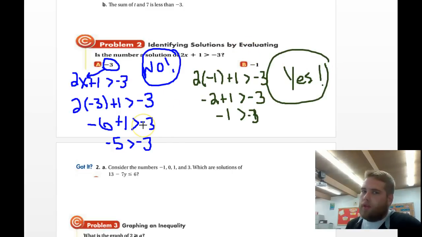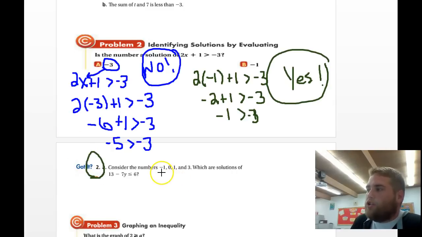And if you're having trouble with that, think of it like money. Would you rather owe someone $1 or owe them $3? Well, I would rather owe someone $1 instead of $3. So -1 is actually the larger number. Okay, so I want you guys to try number 2. It asks you to do -1, 0, 1, and 3. So get all of those done.